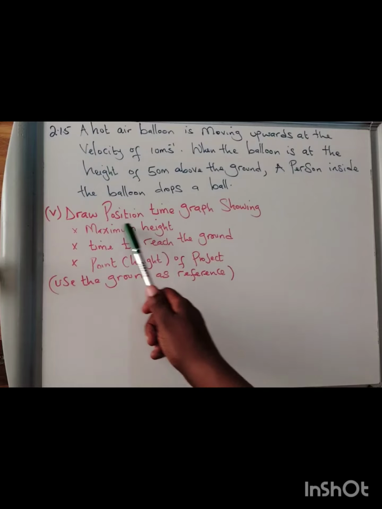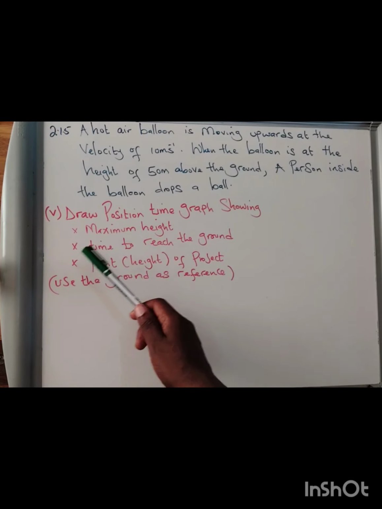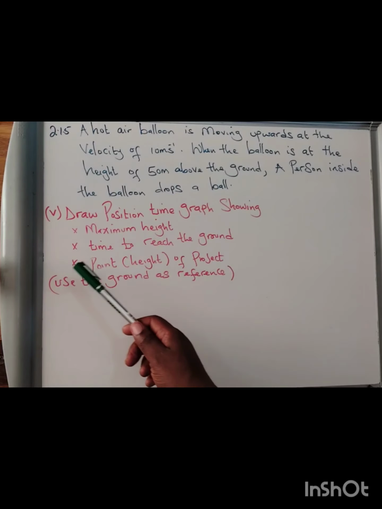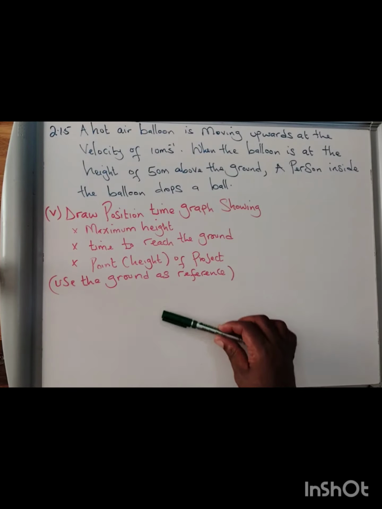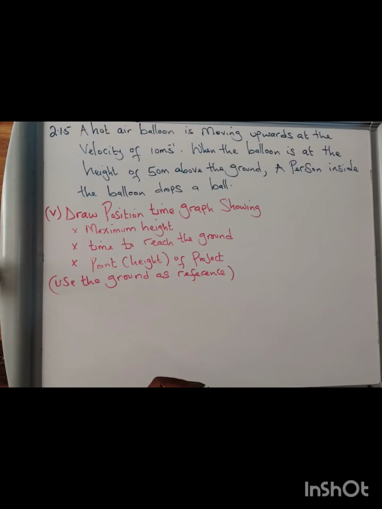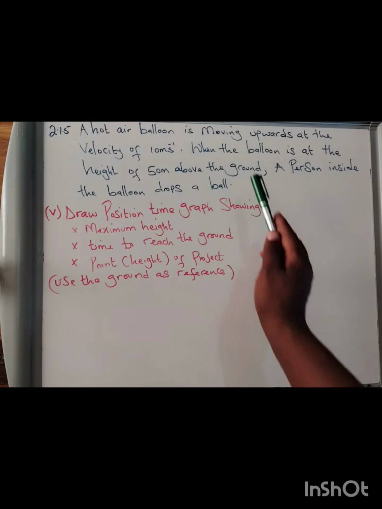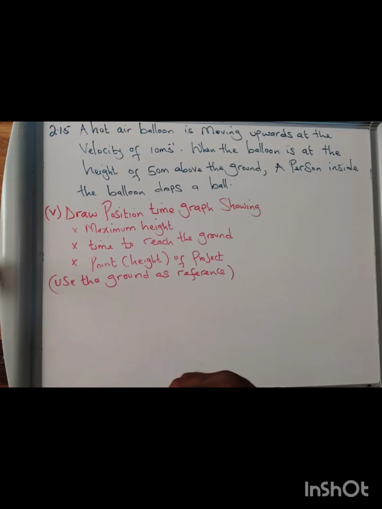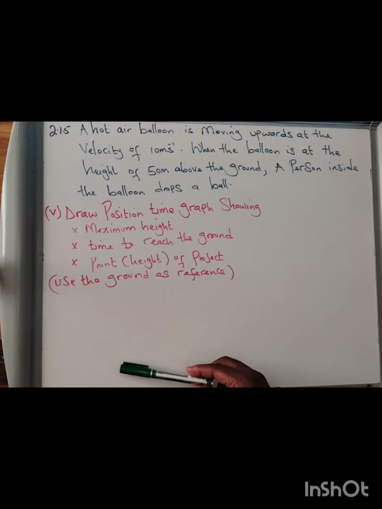Okay, and the question says draw a position-time graph showing all of this: maximum height, time to reach the ground, and the point or height of projection. And they say use the ground as reference. Yes, how do you go about this? We have to remember the case. What's the case? It is an air balloon going upwards, and the stone was dropped from the air balloon at a height of 50 meters.